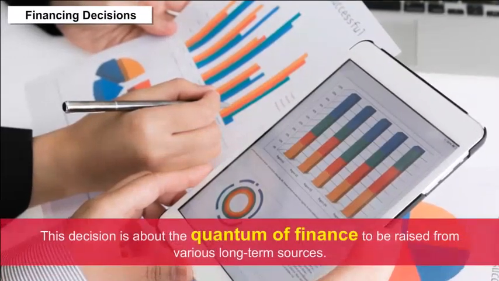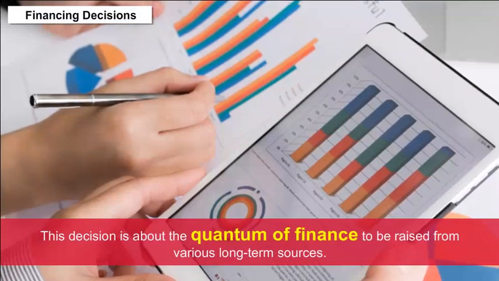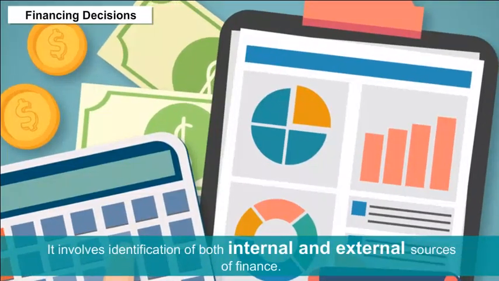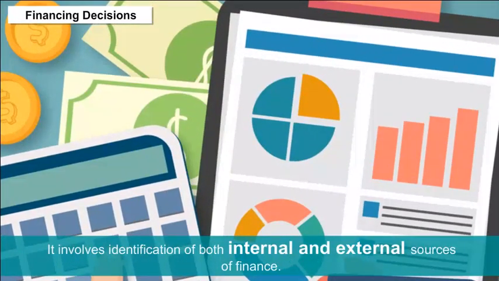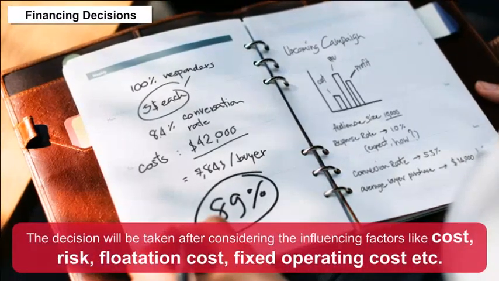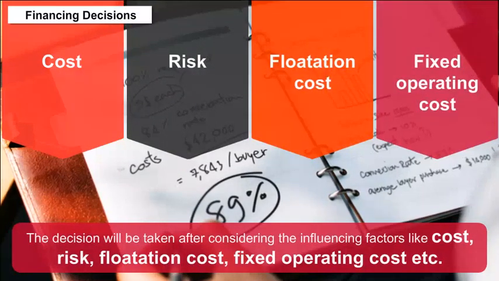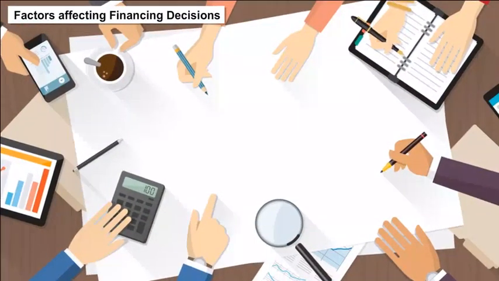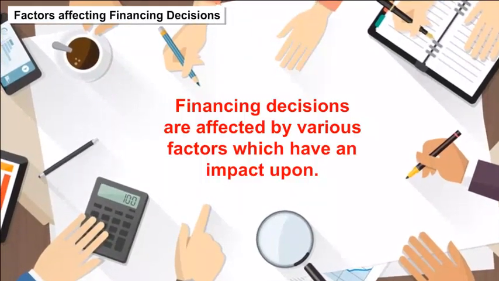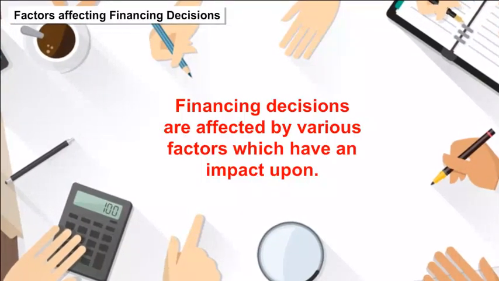Financing decisions. This decision is about the quantum of finance to be raised from various long-term sources. It involves identification of both internal and external sources of finance. The decision will be taken after considering the influencing factors like cost, risk, flotation cost, fixed operating cost, etc. Factors affecting financing decisions. Financing decisions are affected by various factors which have an impact upon them. The important among them are discussed below.